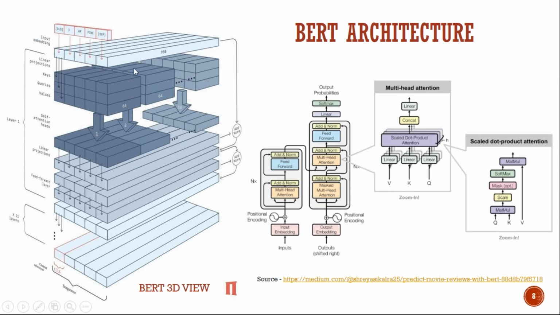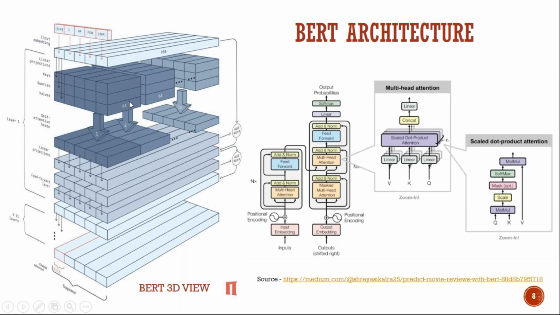So 768 is the input embedding dimension. This 768 input embedding dimension has been equally distributed among all these attention heads. So there are 12 layers of this transformer encoder decoder architecture in BERT. For all these 12 layers, this 768 dimension has been equally distributed. You can calculate 768 divided by 12. So you'll be getting 64.